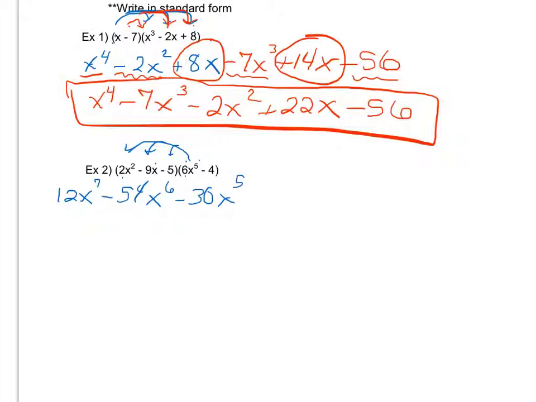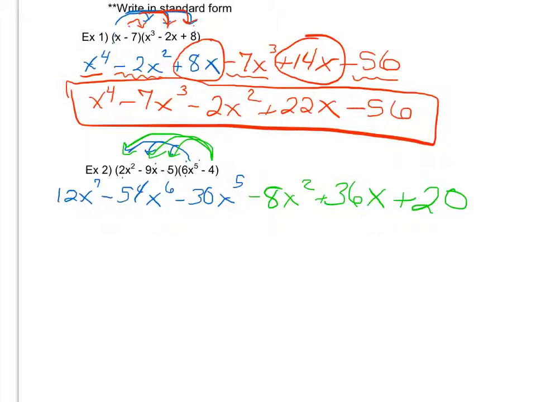Okay. Now I'm going to do the same thing with the minus 4. Minus 4 times the 2x squared, minus 4 times the minus 9x, and minus 4 times the minus 5. Again, the sign belongs to the number. Minus 4 times 2x squared is minus 8x squared. Minus 4 times minus 9 is plus 36x. Minus 4 times minus 5 is plus 20.